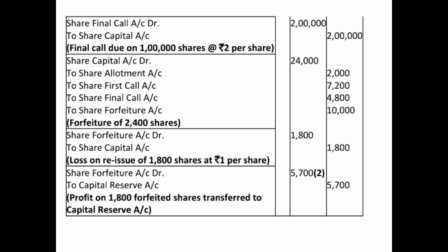Then to share forfeiture account, the amount which is actually been received on this. So 10,000 has already been received, that is 2.5 rupees on 4,000 was received because he has applied for that. Then these shares were reissued, and we know that these shares were reissued at rupees 9 per share fully paid up, that means 1 rupee was the discount. So out of these, 1800 shares were reissued at 9 rupees.